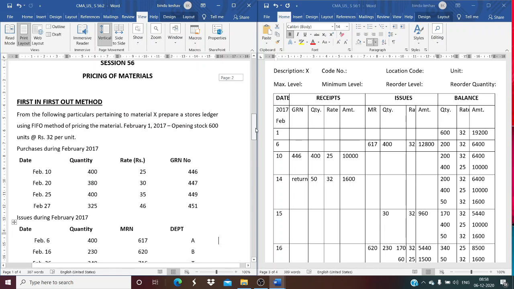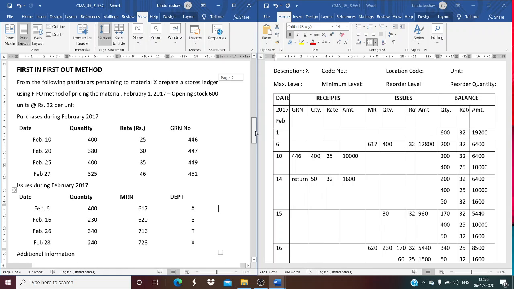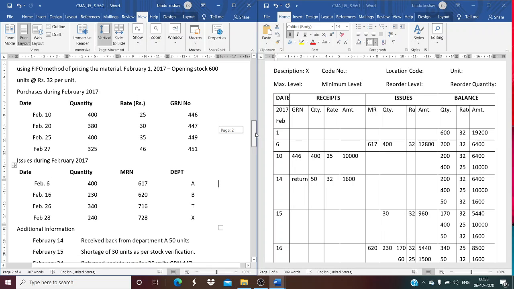Session 56 is about the preparation of stores ledger using the first in first out method. From the following particulars pertaining to material X, prepare a stores ledger using FIFO method of pricing the materials. February 1st, 2017, opening stock 600 units at rupees 32 per unit.